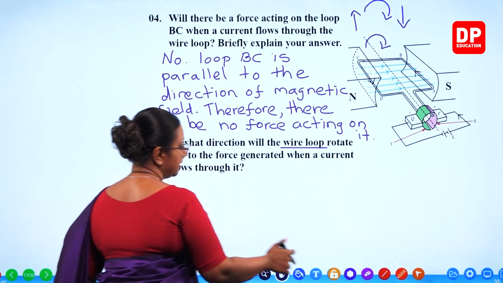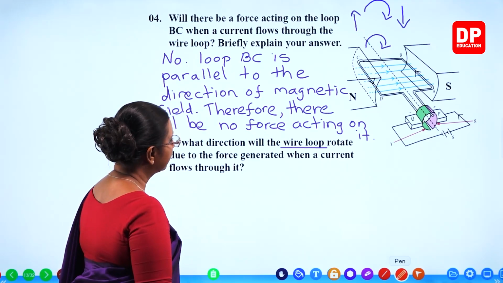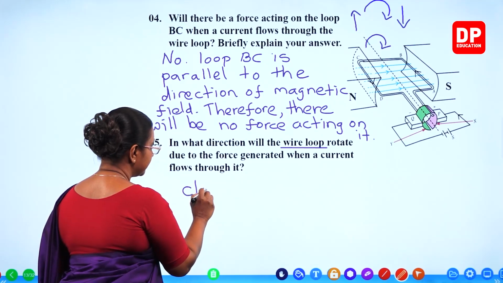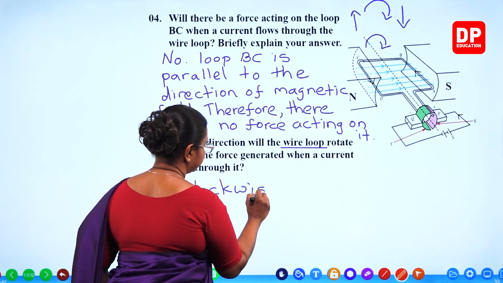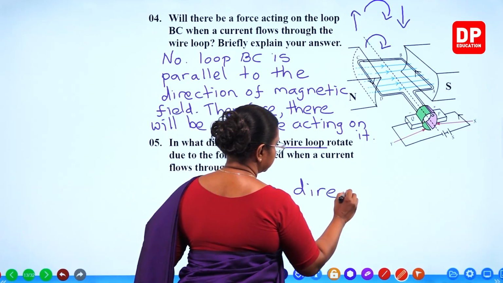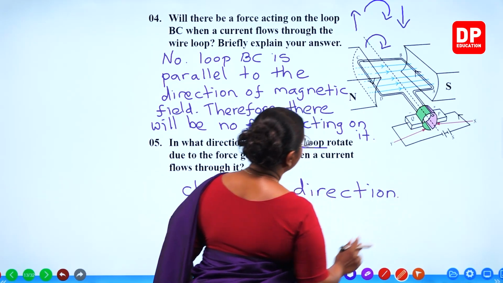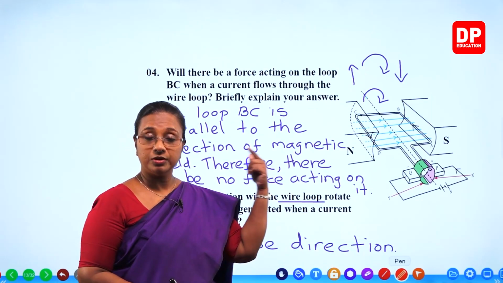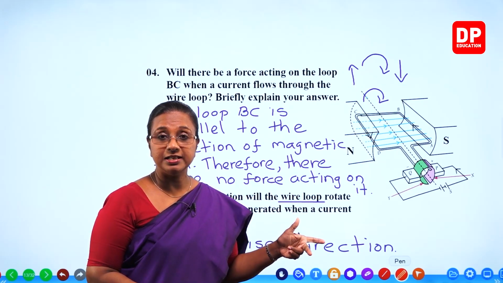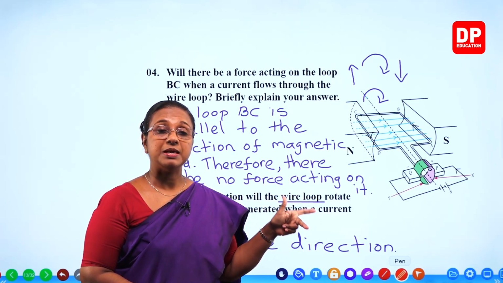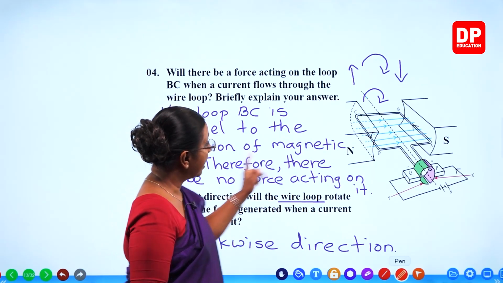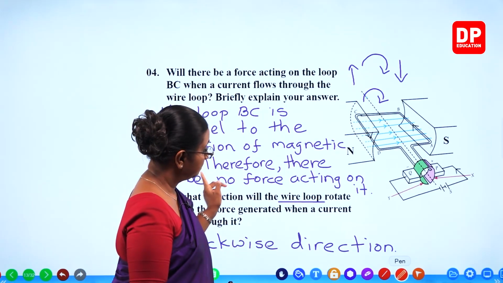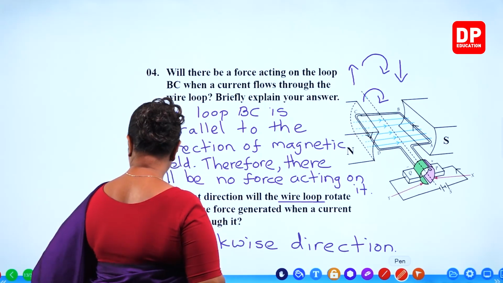So here you can see in what direction will the wire loop rotate due to the force generated when a current flows through it? Clockwise direction. I'm sure you all can understand that, students. Always for a direct current motor, to consider the rotation, we need to find the direction of the force. For that, we use the Fleming's left-hand rule. So there, the wire loop rotates in the clockwise direction. So with that, I'll move on to the next question.